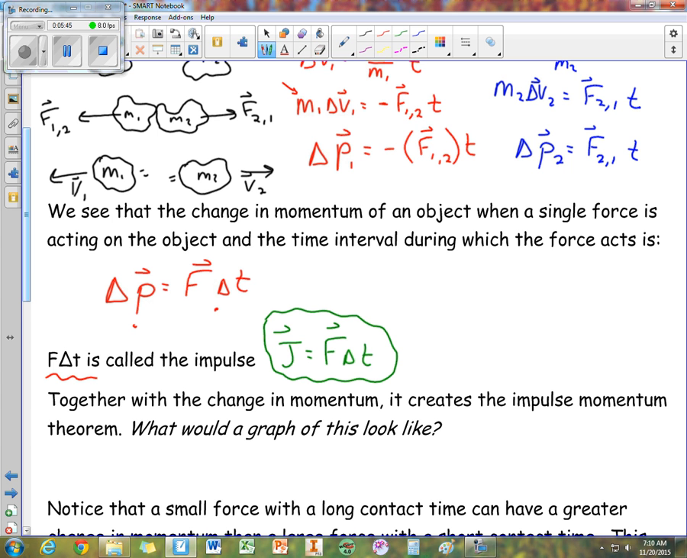We can do a little bit of calculus if we wanted to. Going from algebra to calculus, the deltas become derivatives. So delta P equals F delta t. Or we can say that force is delta P over delta t.